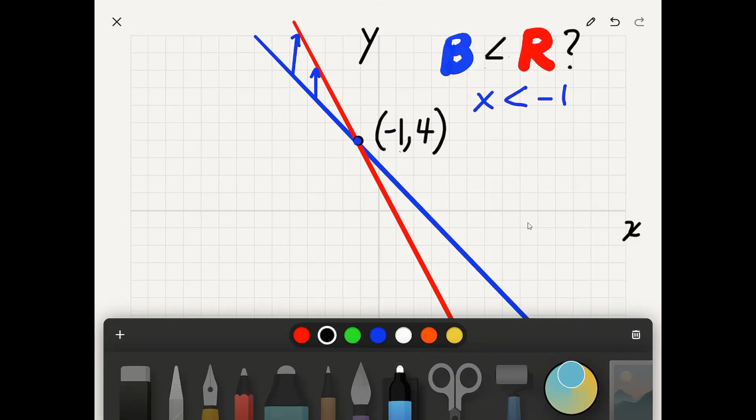Forgot to. And we got one more. Same thing. Question mark. Where is the blue line always going to be above the red line?